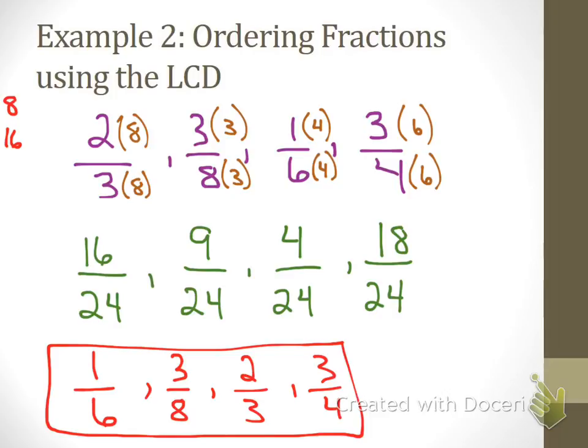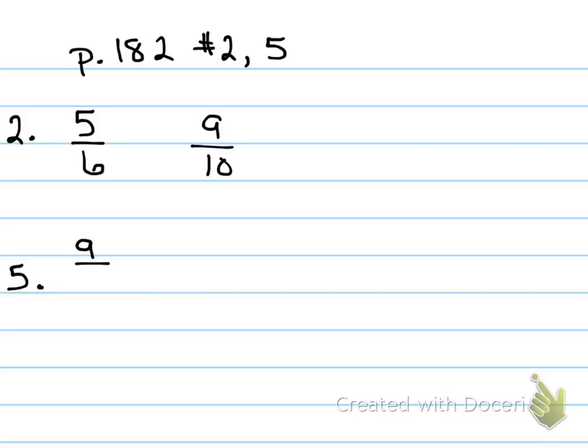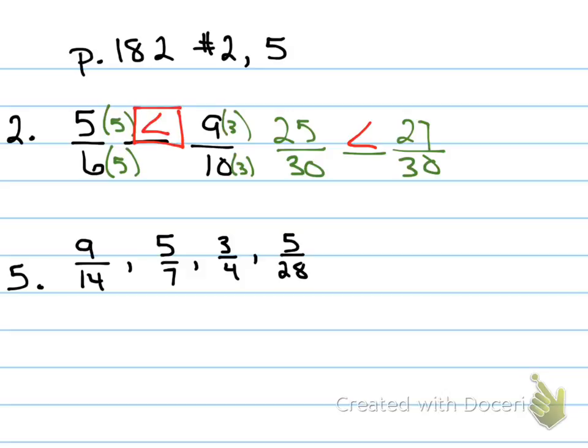Think you can do one? Okay, so I want you to do page 182. Your turn now, numbers 2 and 5. So you're comparing and ordering these fractions. All right, so LCD on number 2 is 30. So again, 6 times what is 30? You have it on your paper, 6 times 5. So 5 times 5 is 25. 10 times 3 is 30. So 9 times 3 is 27. The answer is less than.